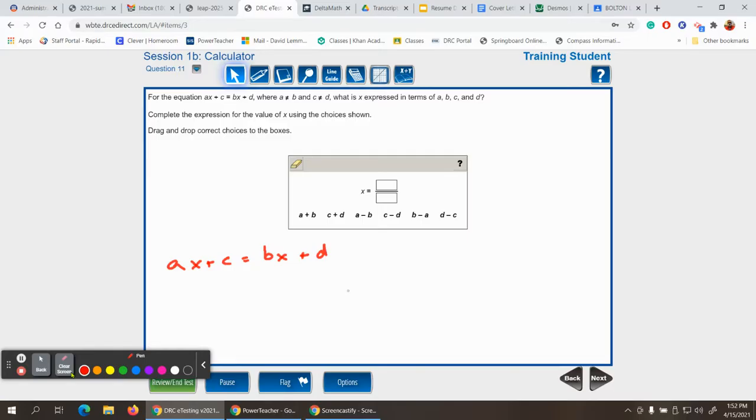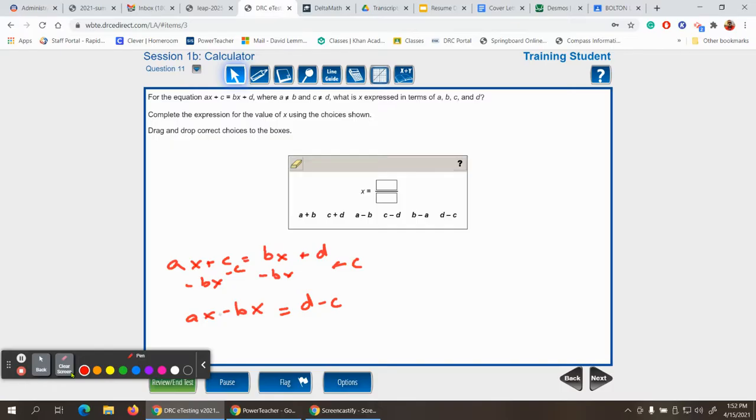The first thing that I have to do is get the x's on one side. So I will subtract the bx from both sides, giving me ax minus bx. And then this c doesn't need to be over here, so I'm going to subtract the c from both sides. So that just leaves me with a d minus c.